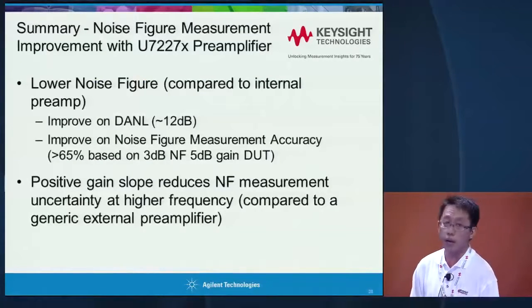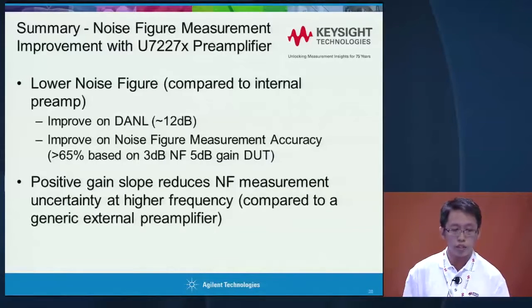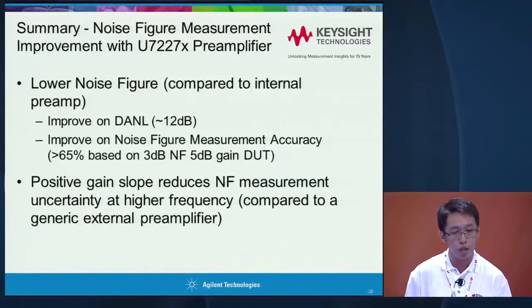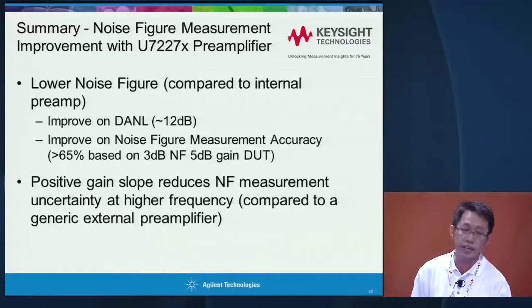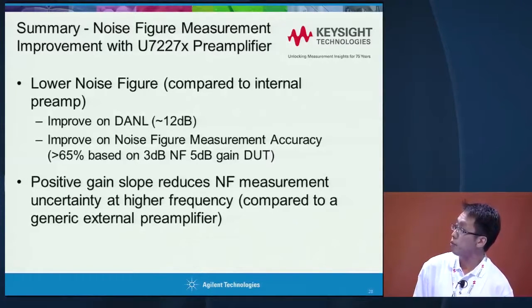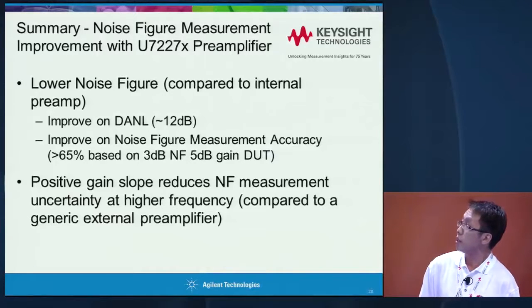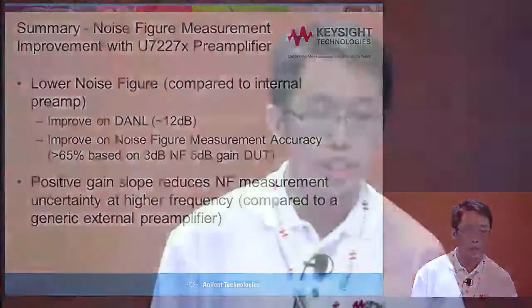Let me re-summarize what I have shared on the USB preamp. The USB preamplifier has lower noise figure compared to the signal analyzer's internal preamp. With this, it's able to improve the signal analyzer's sensitivity and have better Daniell performance. With the lower system noise figure, we're able to improve on our noise figure measurement accuracies. The preamp is designed to have positive gain slope, which is optimized to match with the noise figure performance of the instruments. This helps us to get better measurement accuracies at higher frequencies.